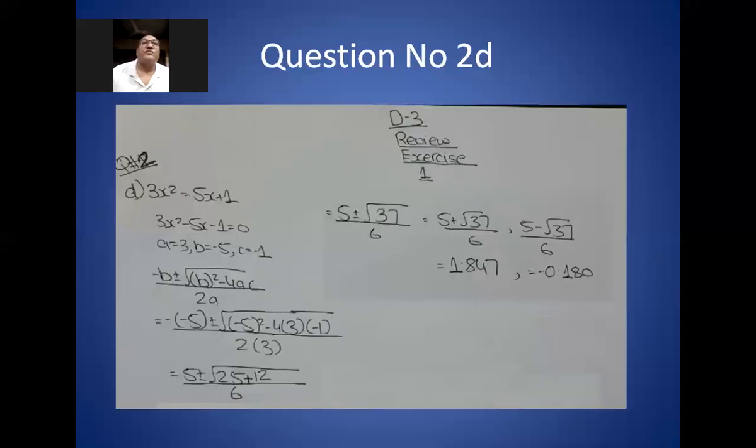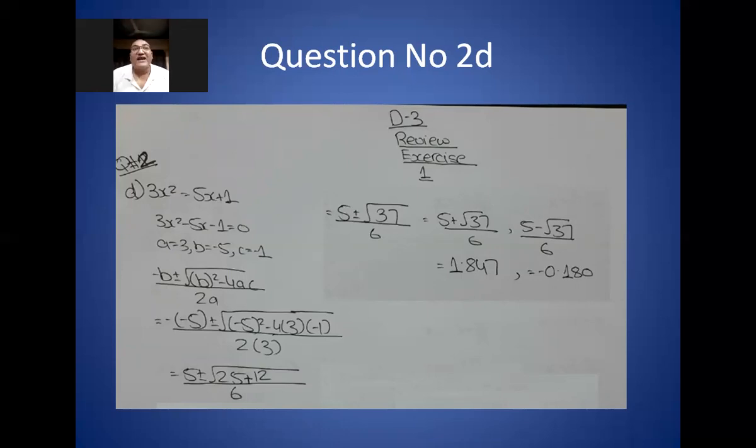Let's move to the next part. That's question number 2, D part. Here we have an equation given and we want to find its answers, but we have to use the quadratic formula. The equation given is 3x squared equals to 5x plus 1. This is not the standard form of the quadratic equation. So we'll bring all the terms to the left side. So you will have 3x squared minus 5x minus 1 equals to 0.